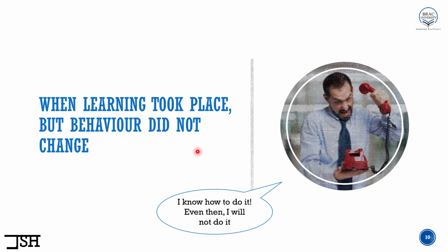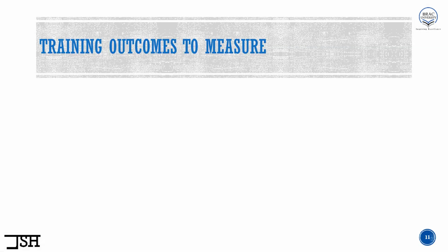Now that is the difference between learning and behavior. In absence of learning, the trainees do not know how to do it, and in absence of behavior, even though the trainees know how to do it, they are not changing their behavior on the job. Alright, we are done with behavior change. Now let's move on to the last outcome for today, which is result.